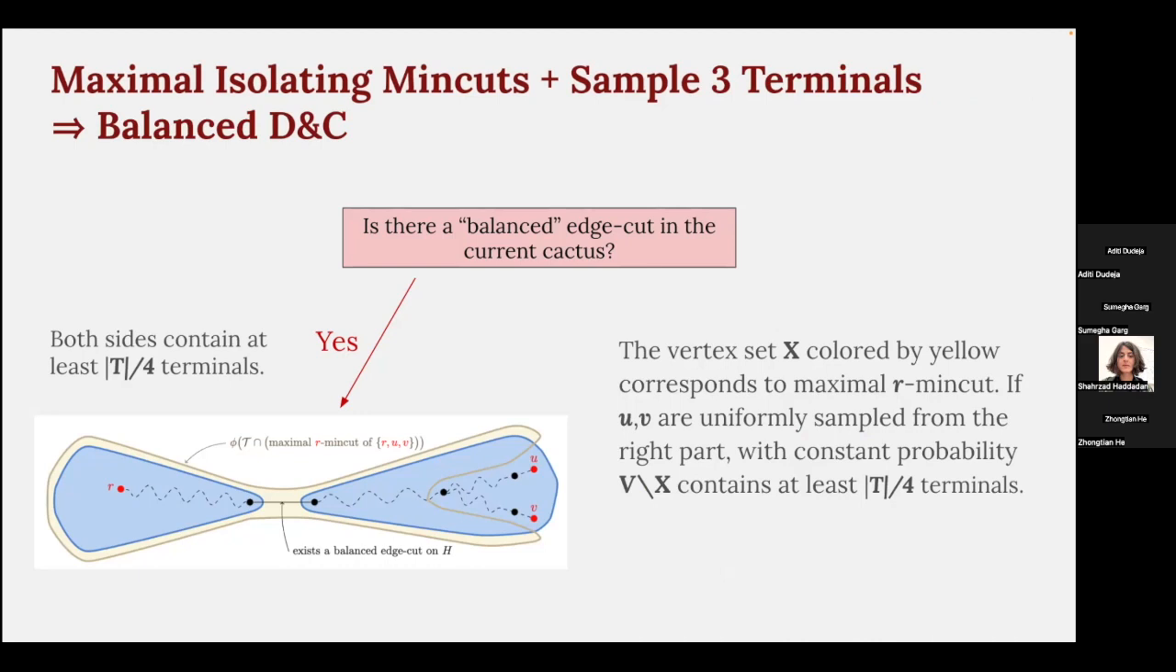We can just sample three terminals. We don't know where this part is, but we can repeatedly do many samples so that with constant probability, one terminal lies in this part and two lie in this part. And if you look into this case, what is the maximal isolating mincut? It will be this orange mincut.